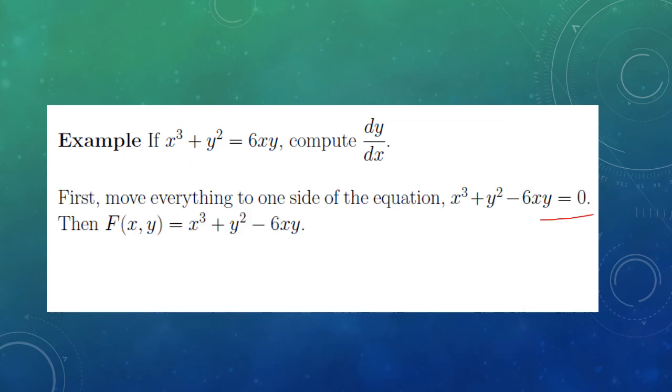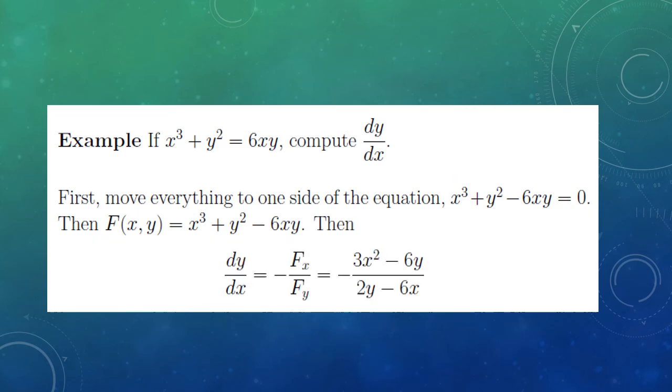First, we're going to move everything to one side of the equation like we said. This ends up becoming our capital F of x, y, which is what I wrote here. Now we can follow the formula that dy dx is negative fx over fy. So we take the partial derivative of this with respect to x and put it on top, and the partial derivative with respect to y and put it on the bottom.